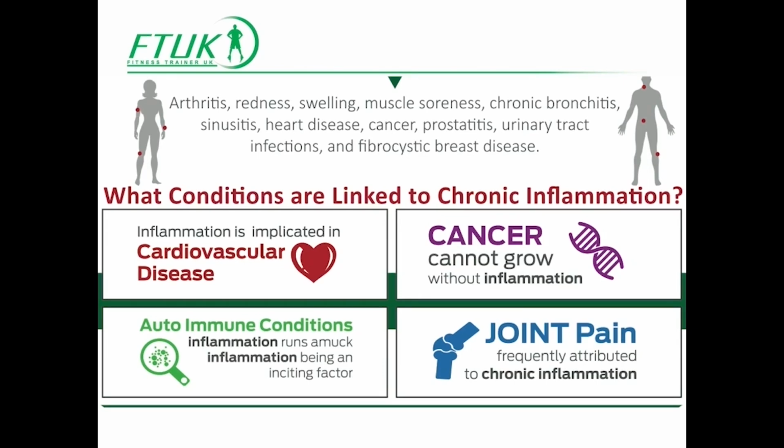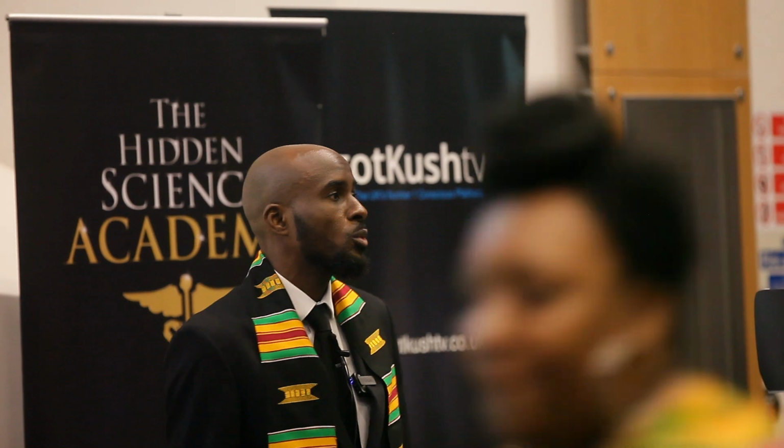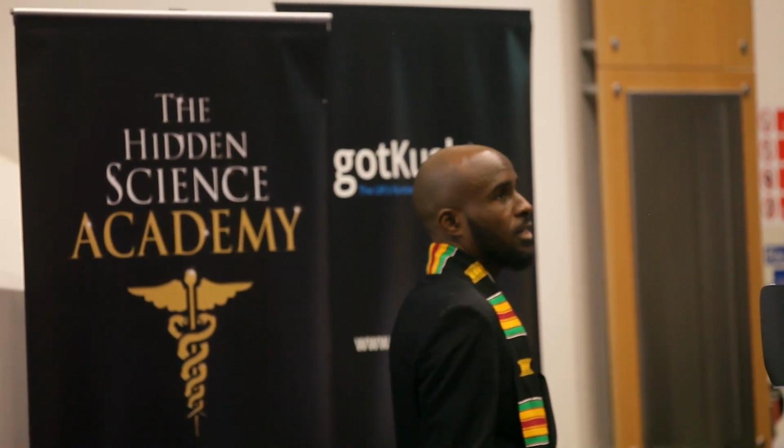Now, what conditions are linked to chronic inflammation? Inflammation is implicated in cardiovascular disease. Cancers cannot grow without inflammation. Autoimmune diseases are due to inflammation and joint pain. So they're all to do with chronic inflammation, yeah? Including fibroids. Fibroids starts off as inflammation.